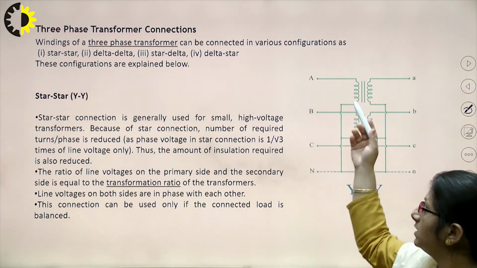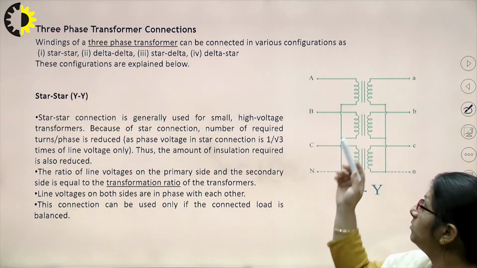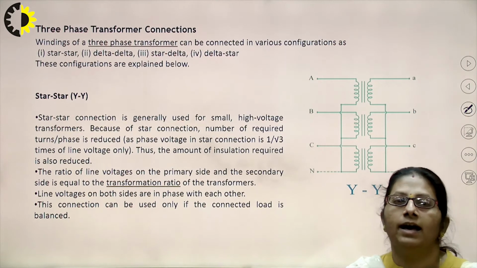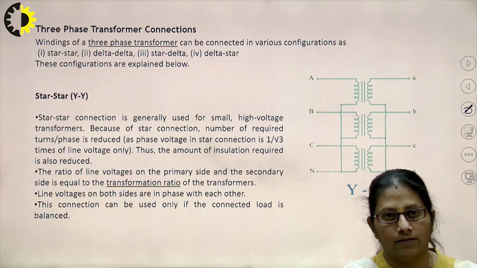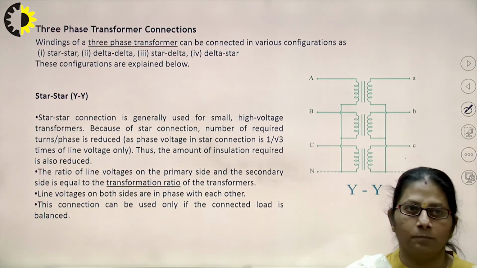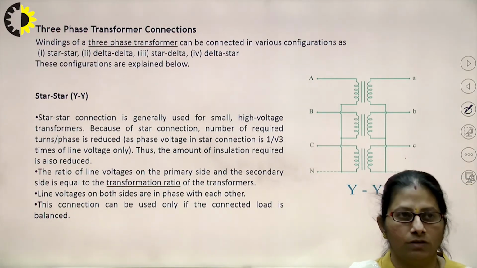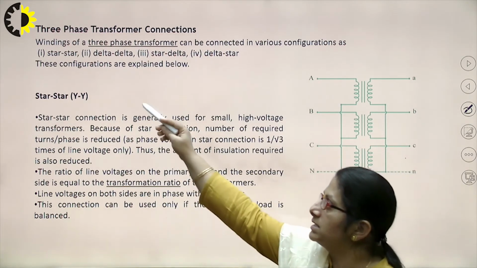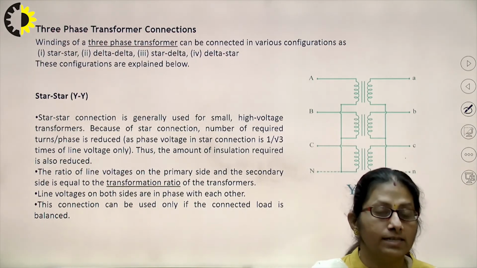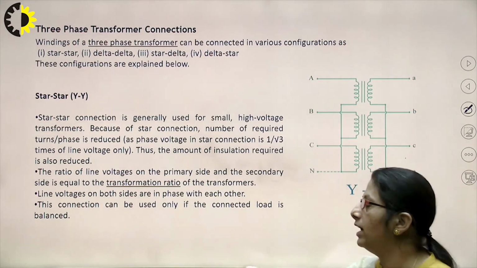So if I am having three single-phase transformers and I need to have a three-phase transformer, I need to connect the primaries of the individual transformers in a certain fashion. And we know for a three-phase, either I can connect them in star or in delta. The same is the case with the secondary. I can connect the secondary either in star or in delta. According to that, the windings of the three-phase transformer can be connected in various configurations: star-star, that means the primary is connected in star and the secondary is also connected in star, or delta-delta, or star-delta, or delta-star, right.